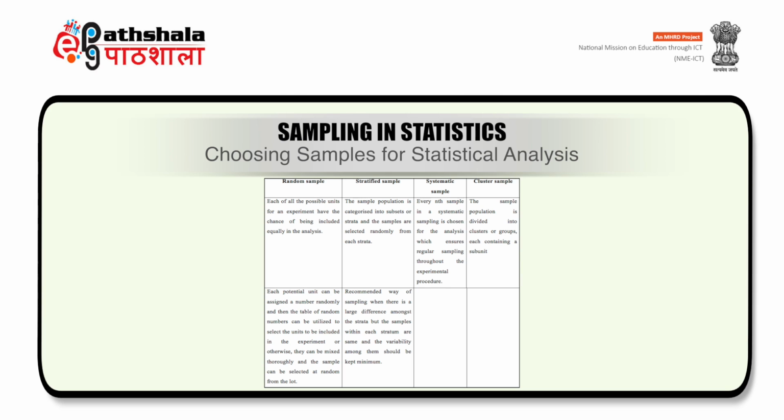As you can see in the table, in a random sample, all the possible units for an experiment have an equal chance of being included in the analysis. Stratified sample: the sample population is categorized into subsets or strata and the samples are selected randomly from each stratum. Systemic sample: every nth sample is chosen for the analysis, which ensures regular sampling throughout the experiment. Fourth, cluster sample: the sample population is divided into clusters or groups, each containing a subunit. These are the different types of probability sampling as also shown in the figure.